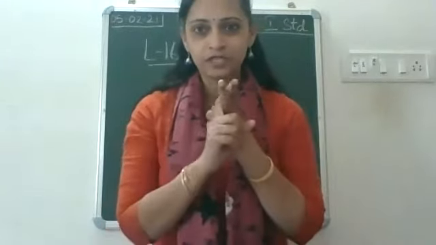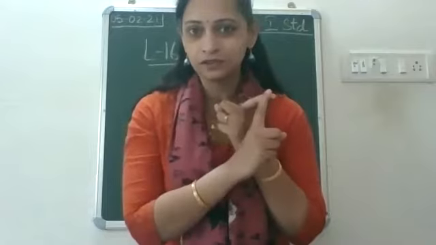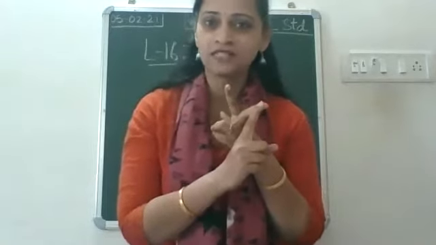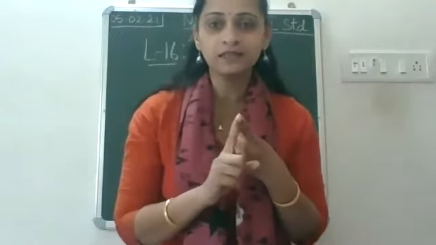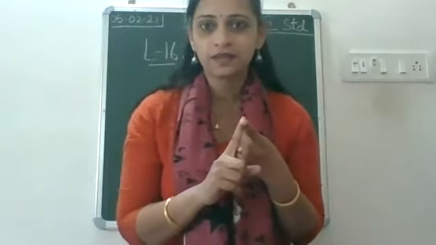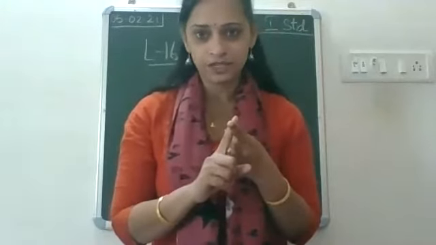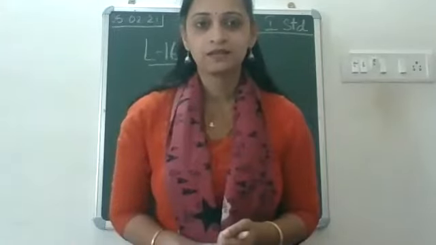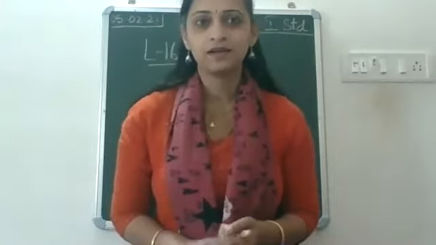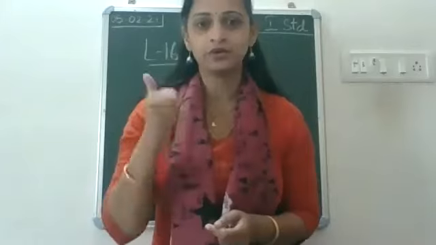There are two types of measuring units, right? One is the standard unit of measuring and the other one is the non-standard unit. Which is the standard unit to measure length? Meter. Very good. Meter is the standard unit to measure length. Which are the non-standard units that are used to measure length? Cubit. Very good.